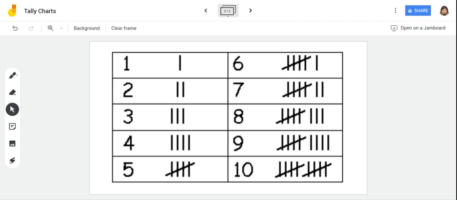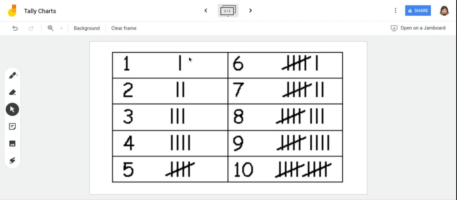In math, we are going to learn about collecting data. Collecting data just means getting some information together about something. And one way you can show data is by using tally marks. So let's look at the screen together.